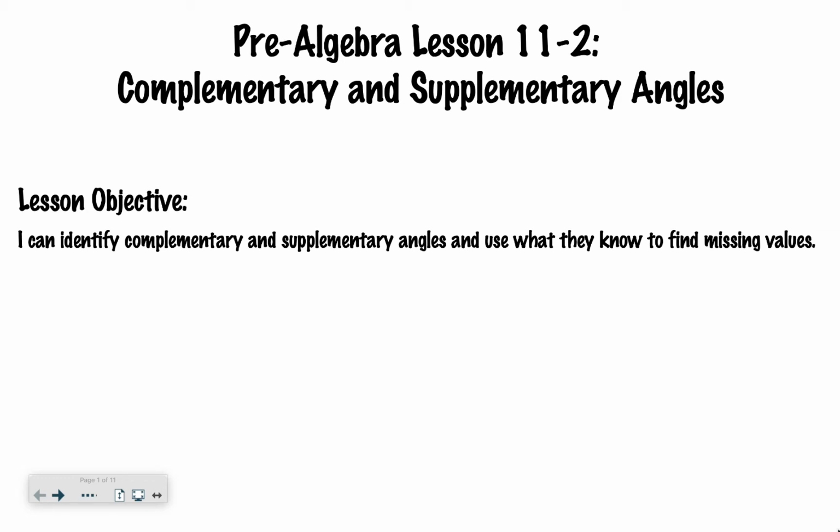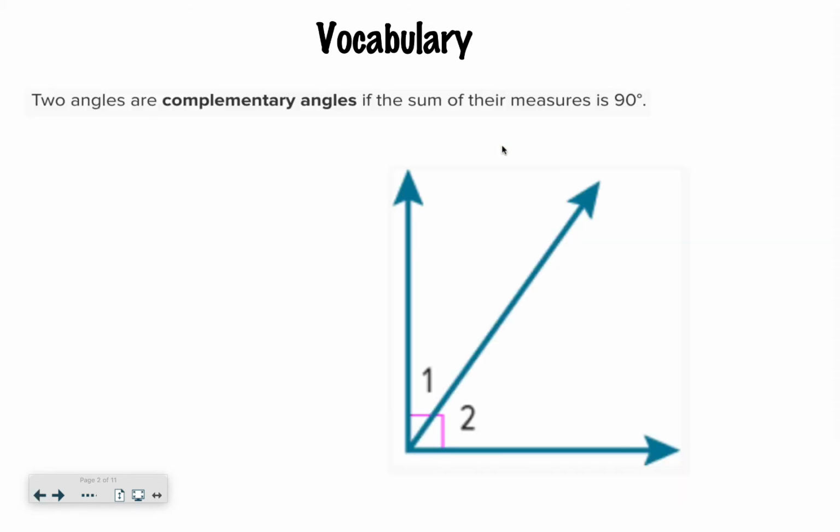So complementary and supplementary angles are something you learned about a few years ago back in elementary school. You learned about how complementary angles are two angles that add up to 90 degrees, and supplementary are two angles that add up to 180 degrees. So it's really important to remember that complementary is 90 and supplementary is 180. That's going to come in handy.